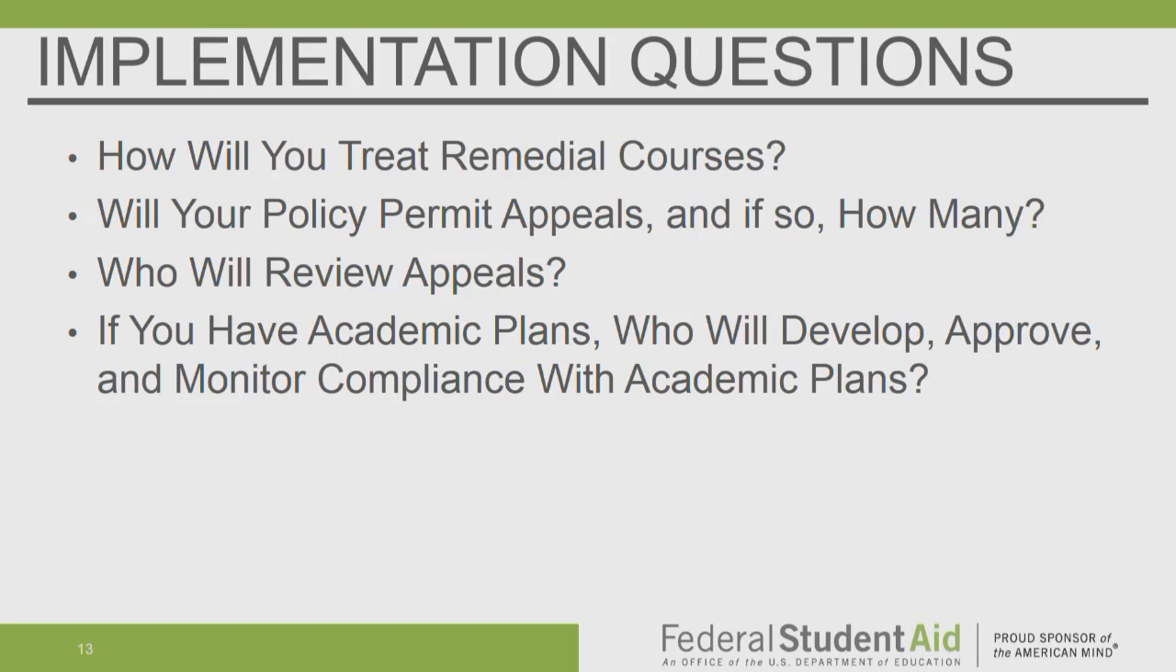Will this be an academic? Will it be a committee? Will it be you? Who will be a part of that? And if you're going to have the academic plan, who's going to develop it? Obviously, I would hope you would get a partner in your academic side, whether it's a dean or a department head or somebody like that, to help you make these decisions, because they can be challenging.